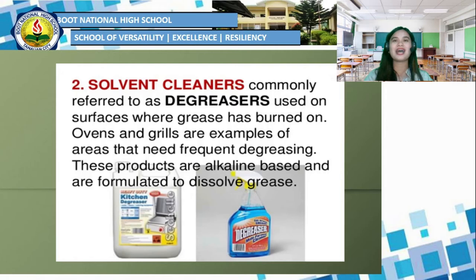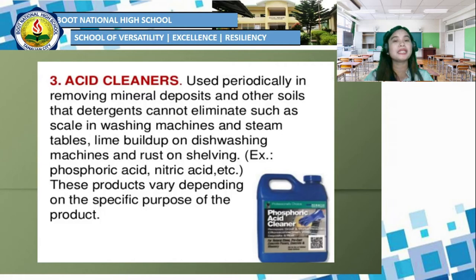Next, we have the acid cleaners. It is used periodically in removing mineral deposits and other soil that detergents cannot eliminate, such as scale in washing machines and steam tables, lime buildup in dishwashing machines, and rust on shelving. For example, phosphoric acid, nitric acid, etc. These products vary depending on the specific purpose of the product. So, acid ito, kailangan we should be careful in using the acid cleaners.